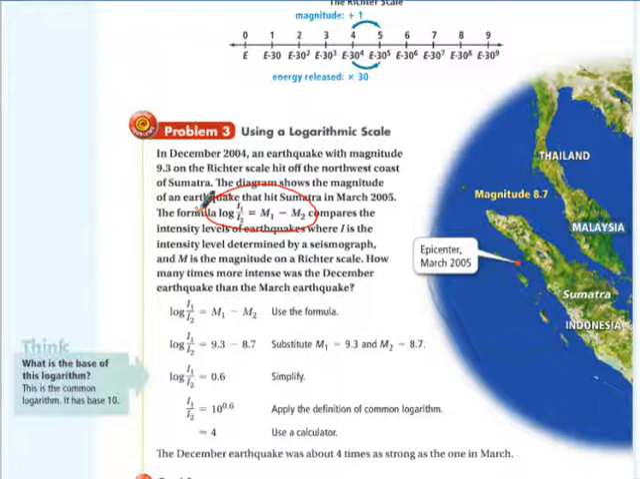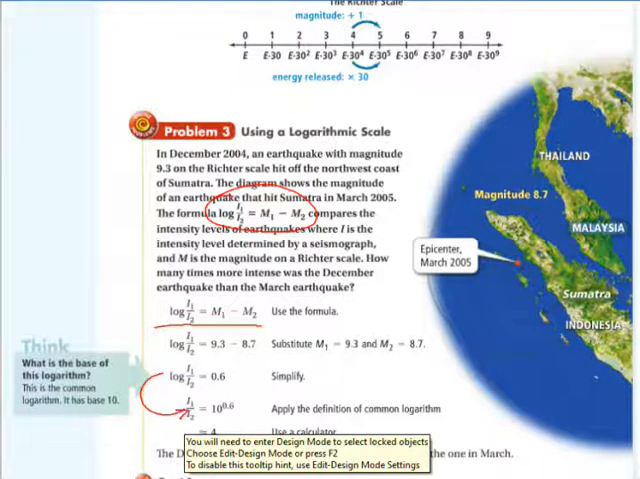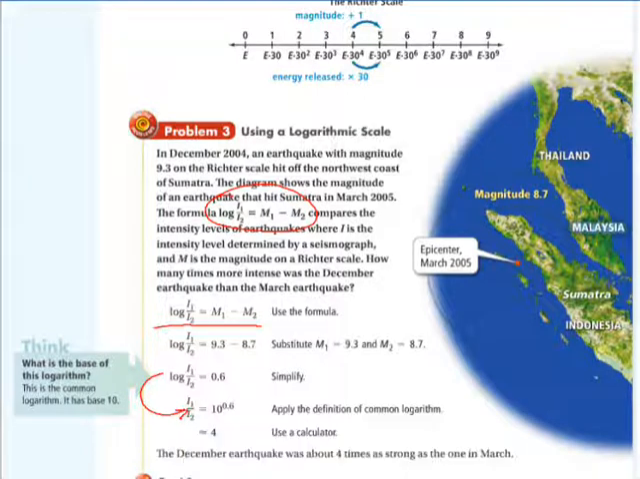So what we do is we're going to use this formula that they gave us. We're going to substitute 9.3 and 8.7 in, and then we get log of I1 over I2 equals 0.6. So we know that that's log base 10. We apply the definition of the common logarithm. So we go from here to here, and the answer we get is 4. 10 to the 0.6 is 4.